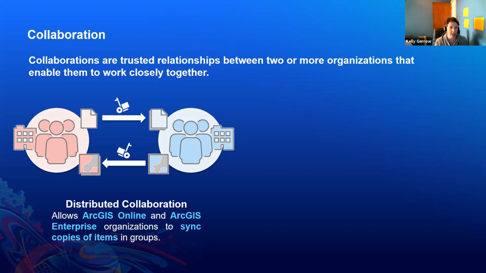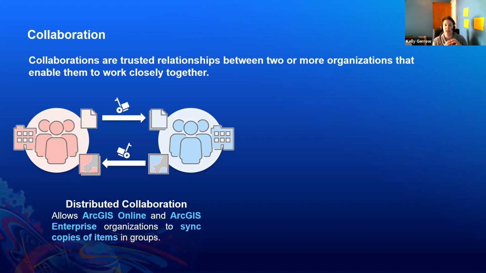with each other by reference. We have had distributed collaboration in the past, and from an ArcGIS Online perspective, what that allows you to do is move content between systems. You can manage content in one system, being ArcGIS Enterprise, have that copied up to ArcGIS Online on a regular interval so it can be accessed through your ArcGIS Online organization.